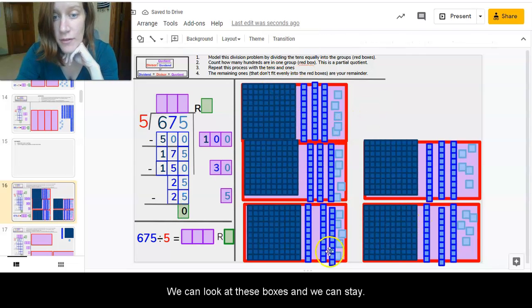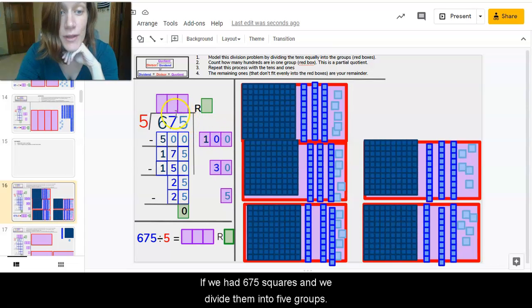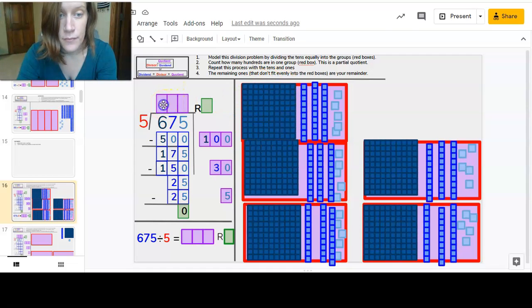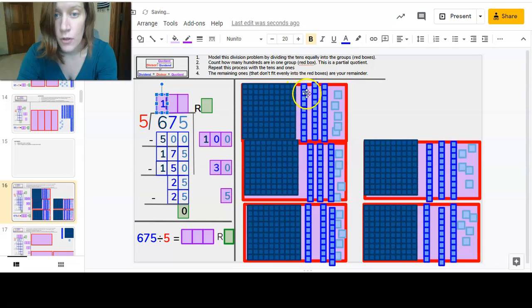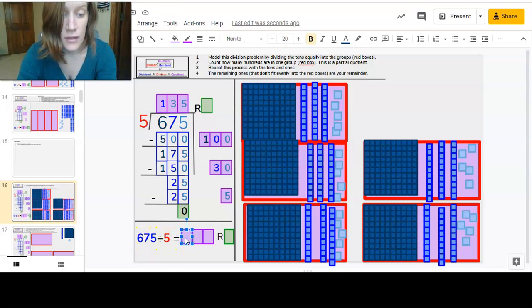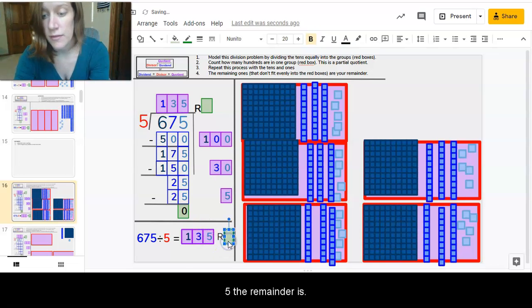Instead, we can look at these boxes and say, if we had 675 squares and we divide them into 5 groups, each group has 100, 3 tens, so 30, just like right here, and 1, 2, 3, 4, 5 ones, just like here. 135. Again, we can write that this way. 675 divided by 5 is 135. The remainder is 0.